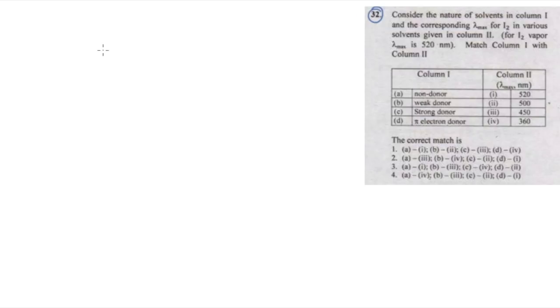So when the transition takes place, it's actually between your pi star and your sigma star orbital of iodine. That's what the transition is, and the lambda max for that is 520 nanometers. Okay, so that's the value of your lambda max.